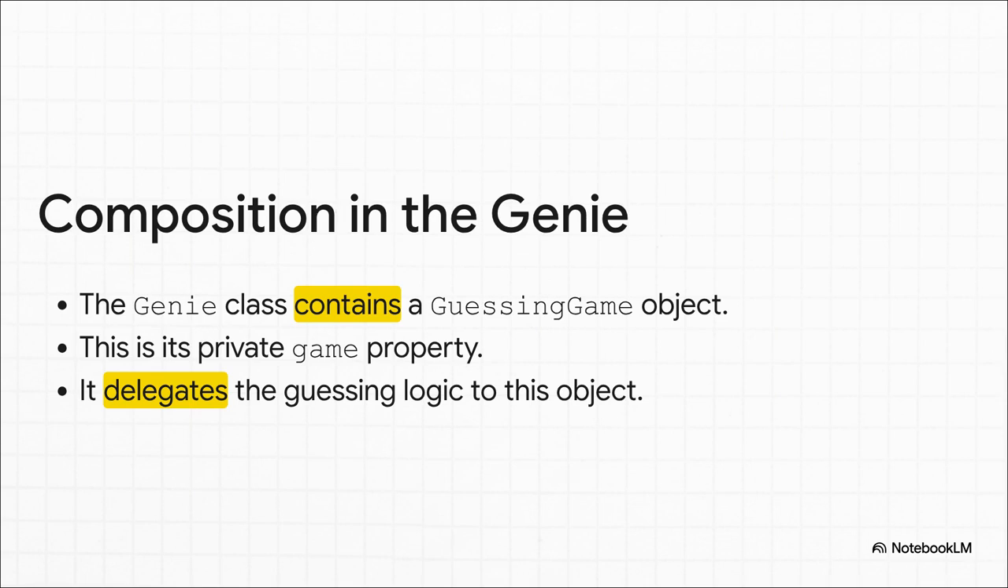So the Genie doesn't need to know how to run a guessing game, it just knows it has a game object, and it can just tell that object to do the work. We call that delegation. It's super powerful.